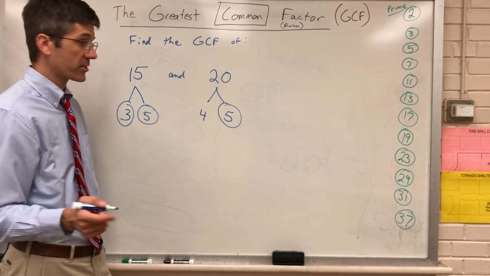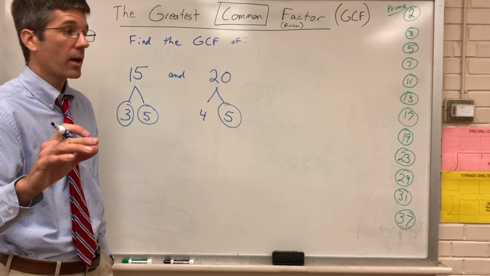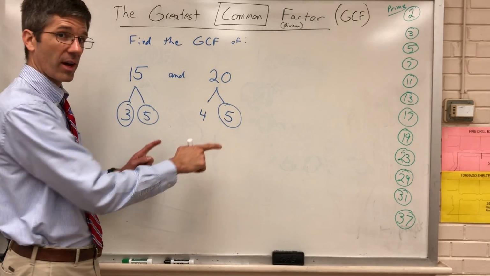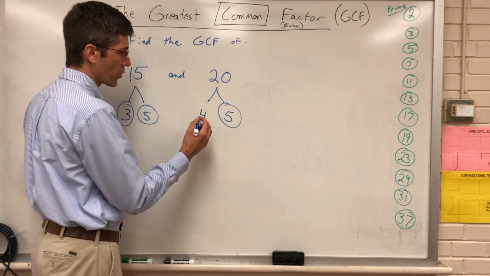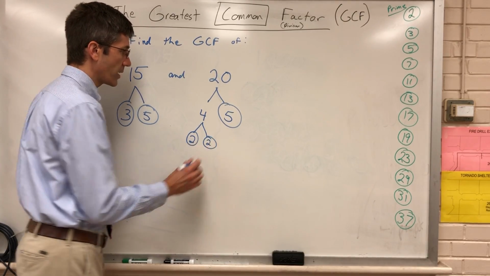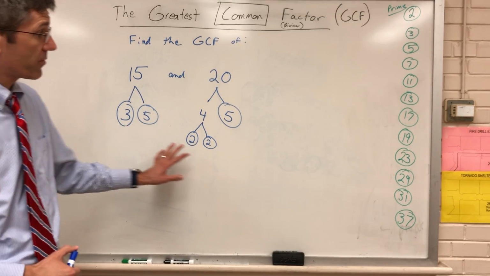If you were ahead of me, you're saying, oh, they have 5 in common. I hear you. You're right. We're going to get there. But sometimes we need to finish the whole process before we really identify it. You'll see one like that in a minute. So 4 is really 2 times 2. Okay, so here's the deal. We have factored 15, and we have factored 20.